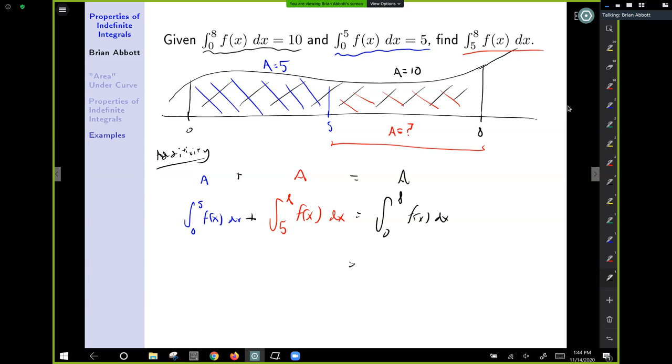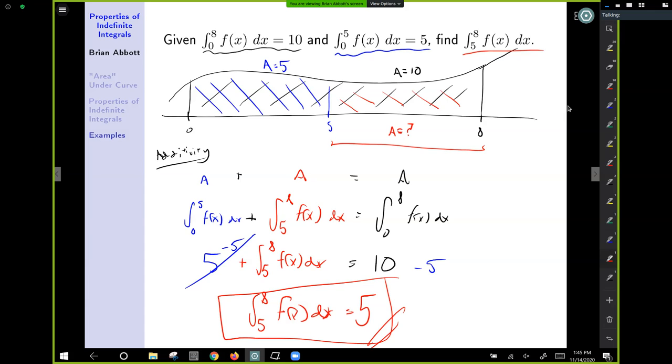Now we can fill in these values. We know that the black integral is 10, the blue integral is 5, and the red integral is what we're trying to find. So plus the integral from 5 to 8 of f of x dx. Subtract 5 on both sides, and we have isolated our problem child, our integral. And so we get as a conclusion that the integral from 5 to 8 of f of x dx is equal to 10 minus 5, which is equal to 5.